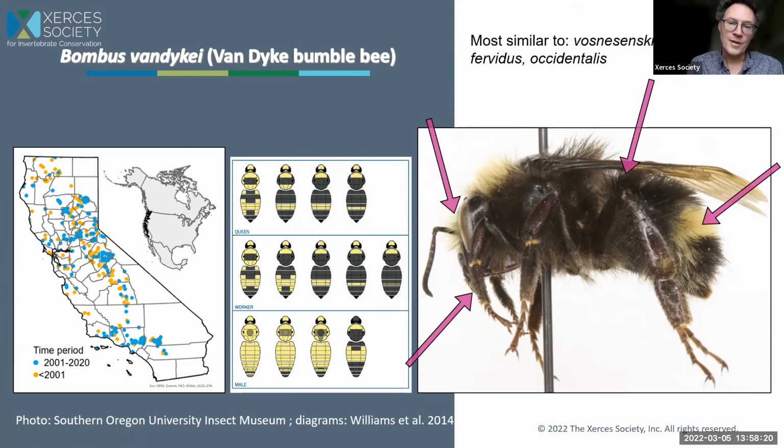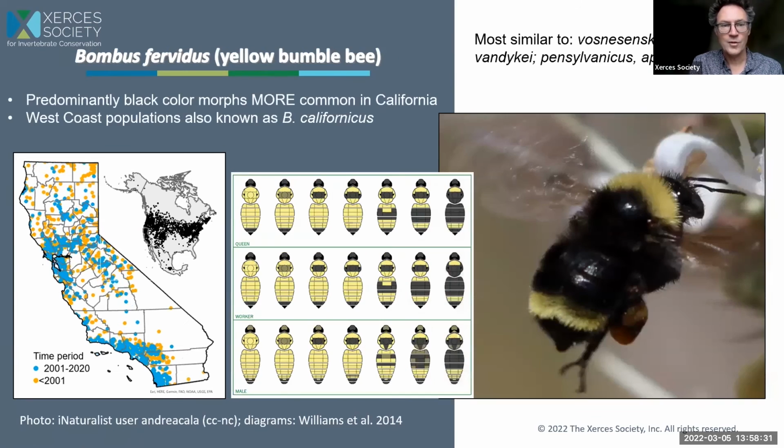So Van Dyke's should not be that hard to distinguish from Vosnesensky and obscure bumblebees, but they look quite similar on the wing when they're zipping back and forth, and you need to get a good look before you can be sure.